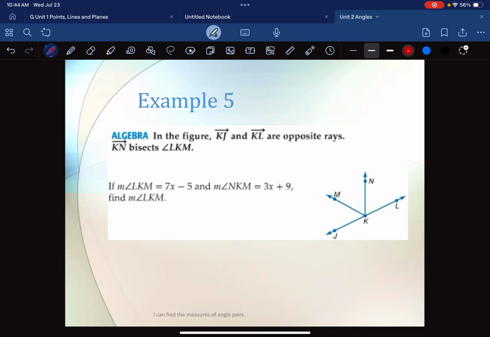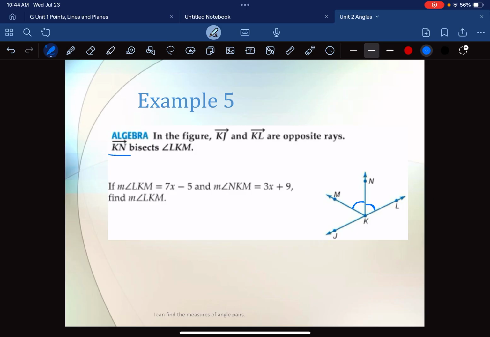Here's an example for us. In the sketch, it says KJ and KL are opposite rays. That's just telling us that this is a straight line. Then it says KN bisects angle LKM. So when a drawing doesn't have labels in the angles, we can oftentimes put these little arcs in the mouth of the angles to indicate that that pair of angles is congruent. So we know that those are equal.